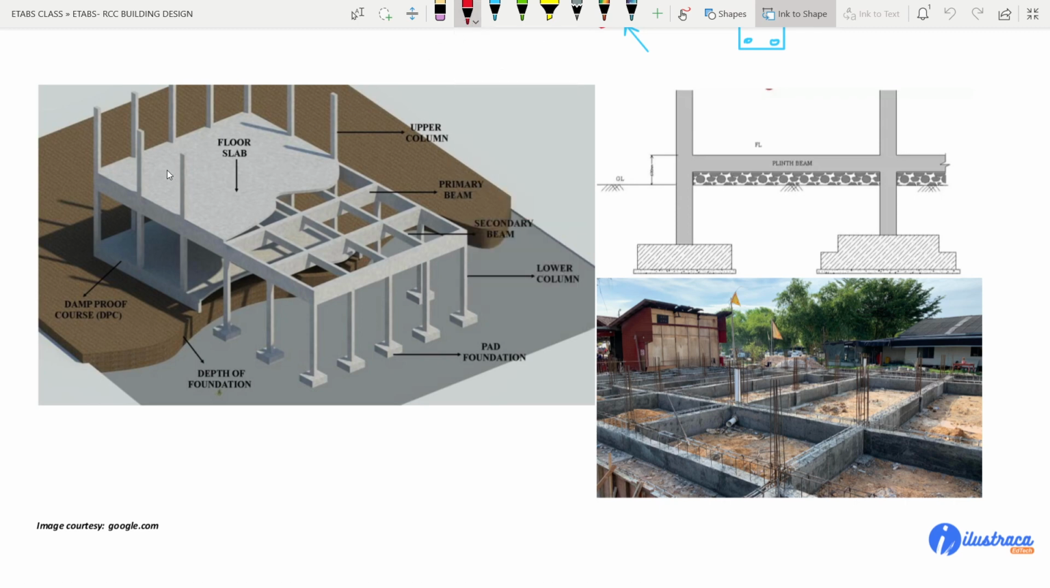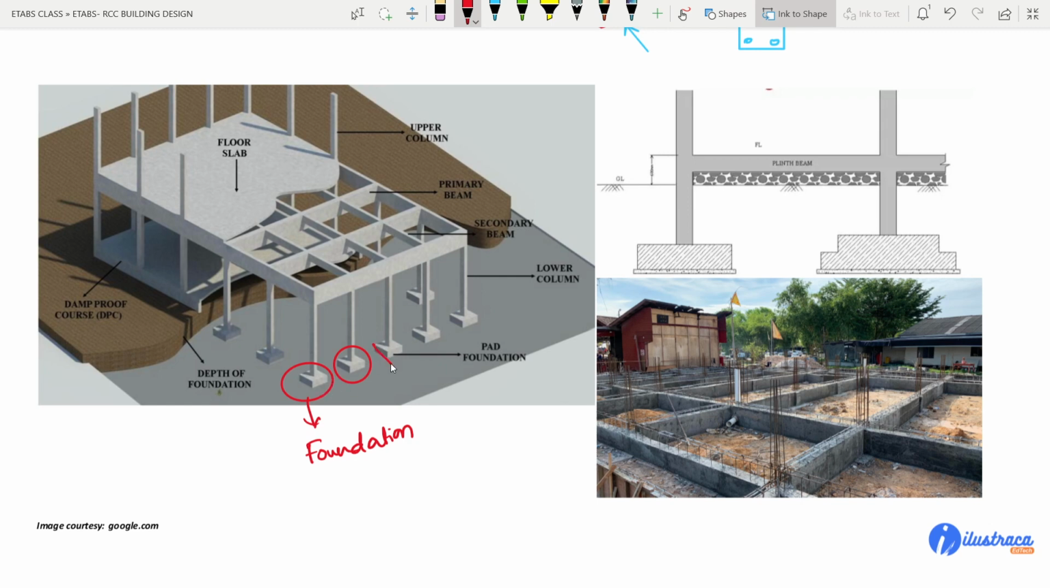If you see here, I'll start from the very bottom. At the very bottom, we have these rectangular or square pads, and here it is written pad foundation. Foundations can be in different shapes. These are actually called foundations. Why these are called foundations, I will explain in a while. So this can be in any shape.